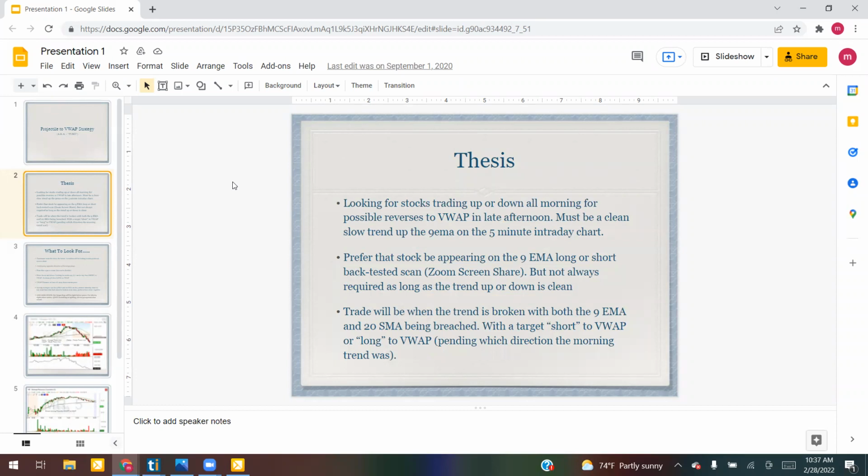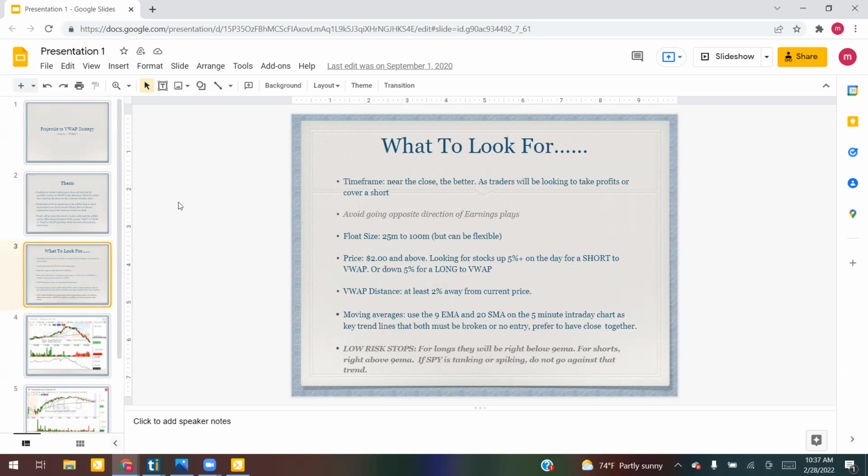For the projectile plays, mid to late afternoon, they are so SPY dependent. You want the market trending up if you're going long on a projectile play. You want the SPY market going down if you're taking a projectile short. Otherwise, you do not enter. And we'll take some examples.